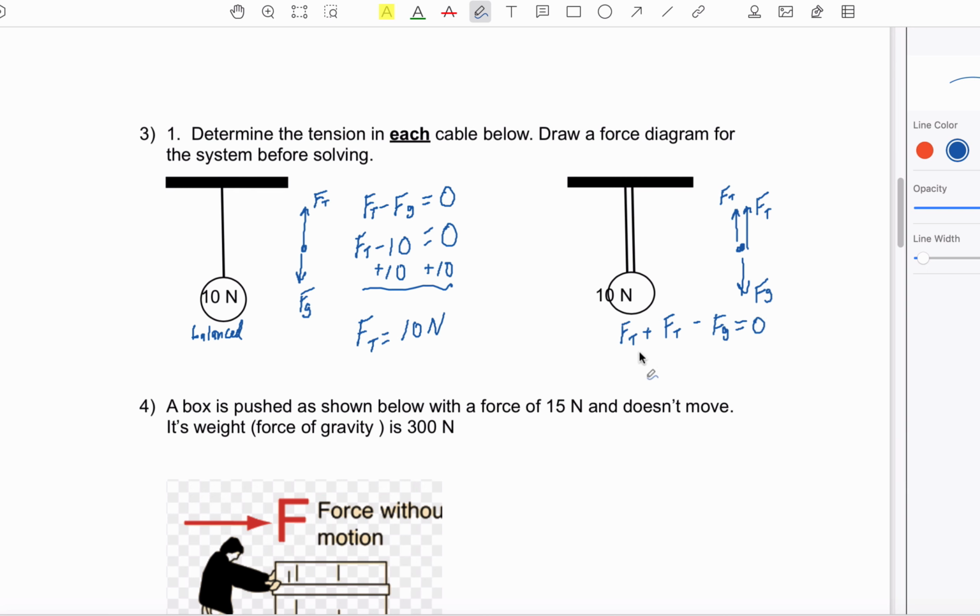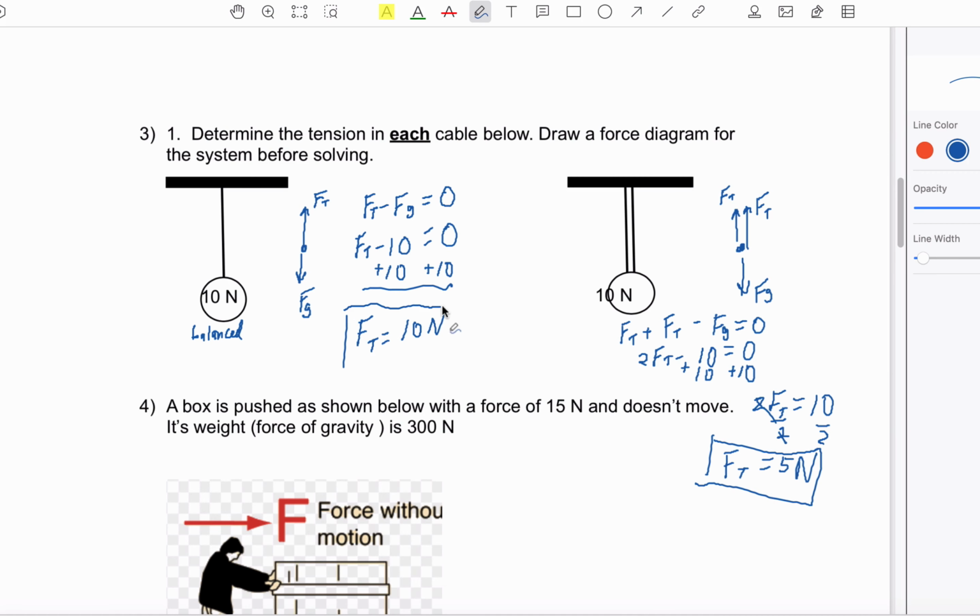Now let's be careful. We have here Ft plus Ft, that's 2Ft, minus, for Fg, I'll put in 10. That equals 0. We'll add 10 to both sides. So we end up getting that 2Ft equals 10. We'll divide both sides by 2. So the tension in each cable is 5 newtons. Perfect.